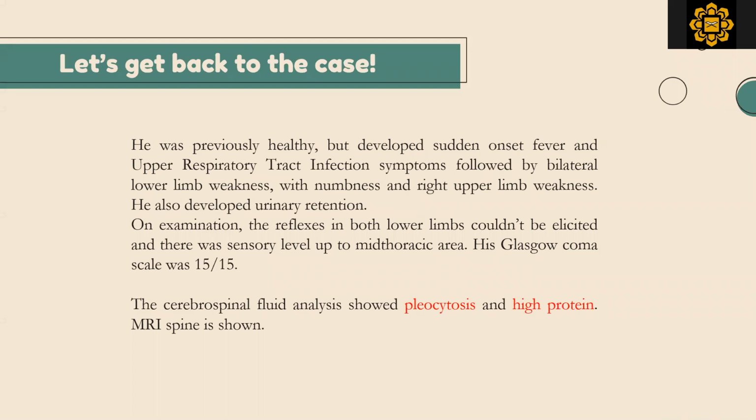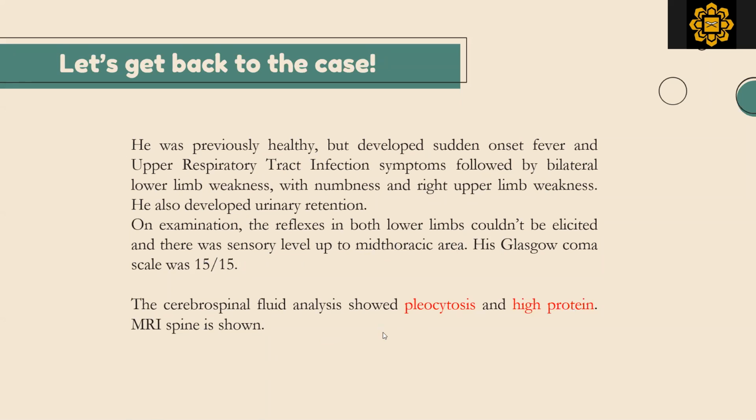And then let's get back to the case. This last one. The child, 12 years old, presented with lower limb weakness. He was previously healthy but developed sudden onset of fever and upper respiratory tract infection symptoms, followed by bilateral lower limb weakness with numbness and right upper limb weakness. He also developed urinary retention. On examination, reflex in both lower limbs could not be elicited. There was sensory level up to mid-thoracic. GCS is 15. Okay. CSF analysis shows pleocytosis and high protein.